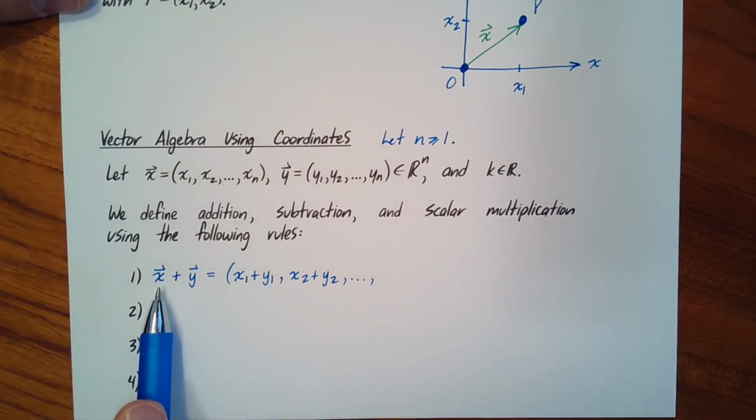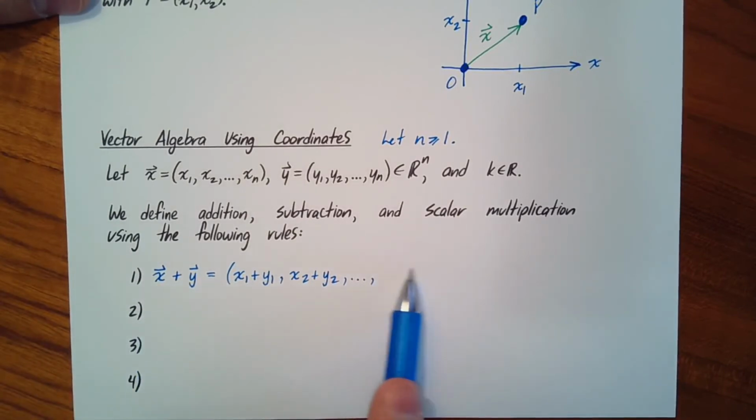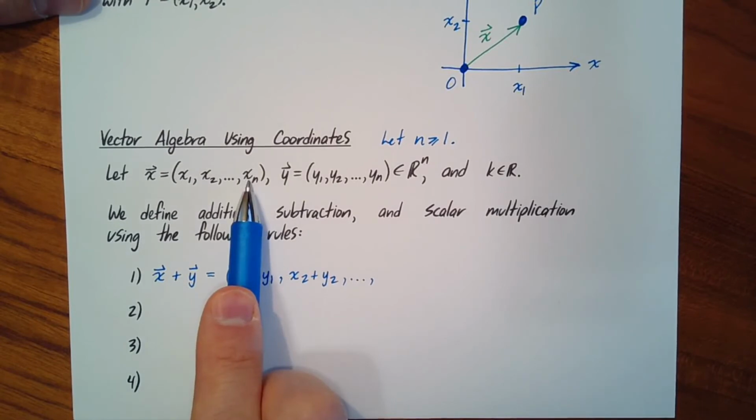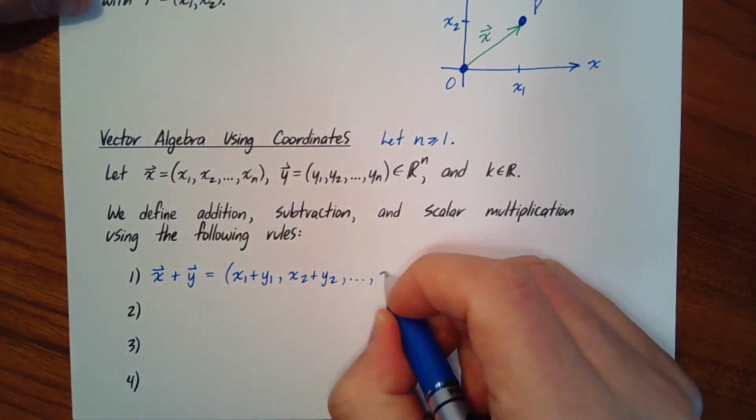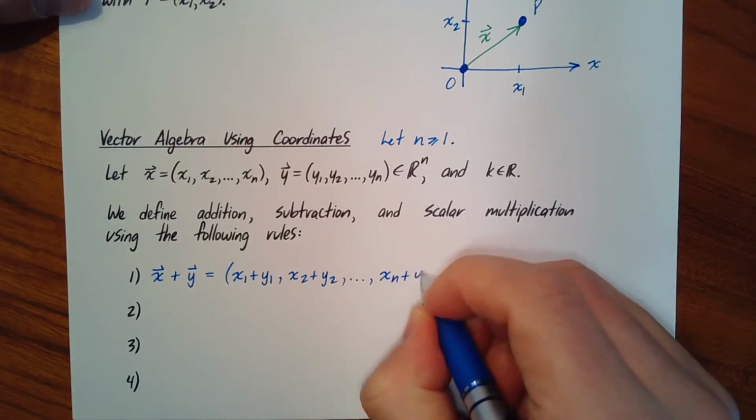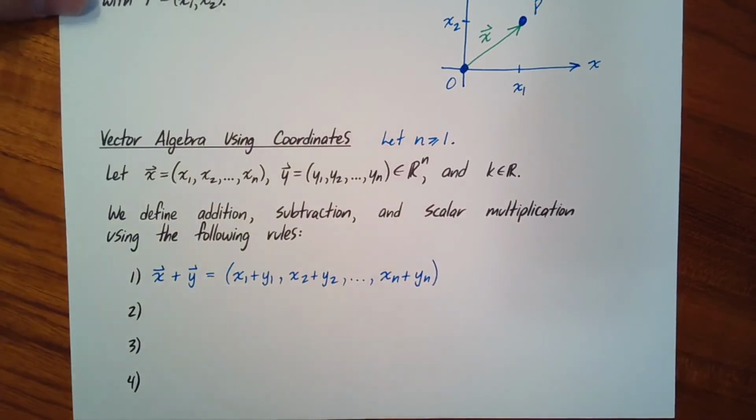So the nth coordinate of x plus y, in other words the very last one, just take the nth coordinate of x and the nth coordinate of y and add those together, and you get xn plus yn. This should very much feel like addition of matrices. You're just doing this coordinate-wise or entry-wise, right? If you were to add two n by 1 matrices or add two 1 by n matrices, what would you do? You just add them entry by entry.